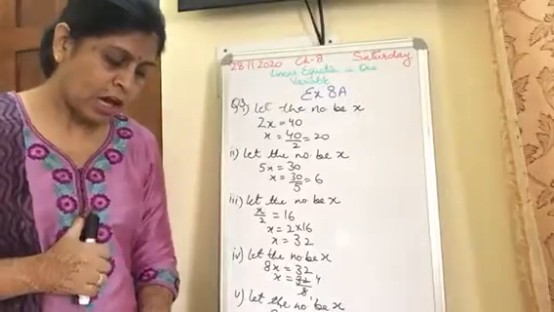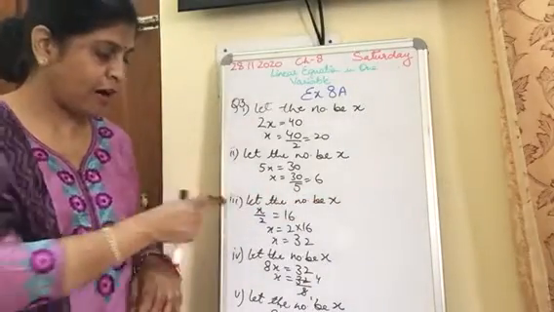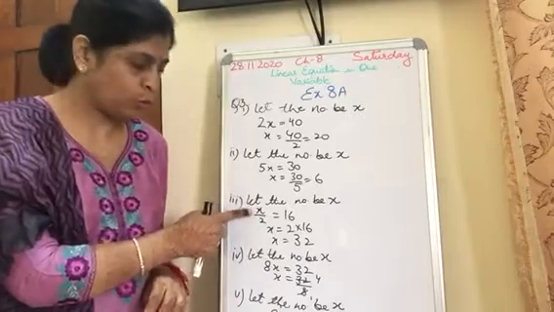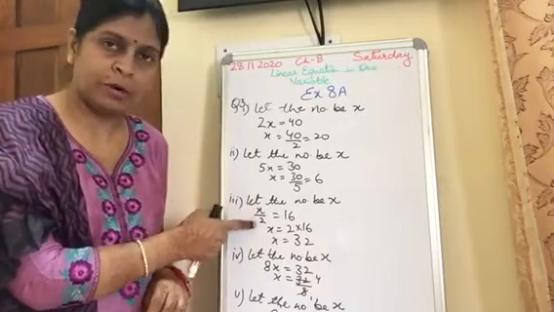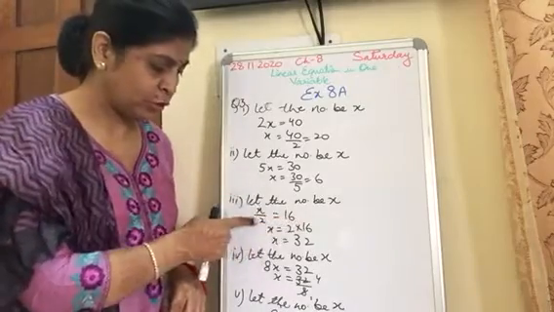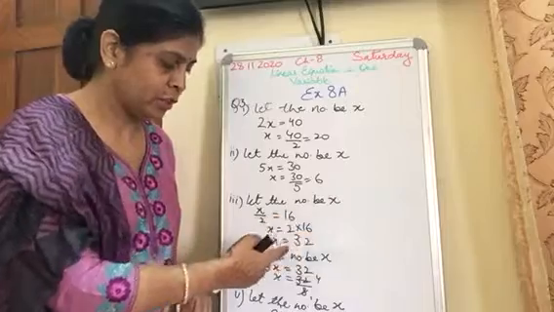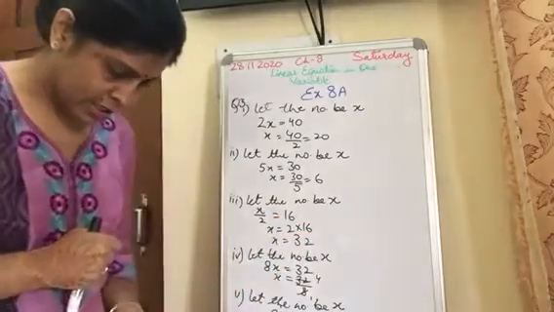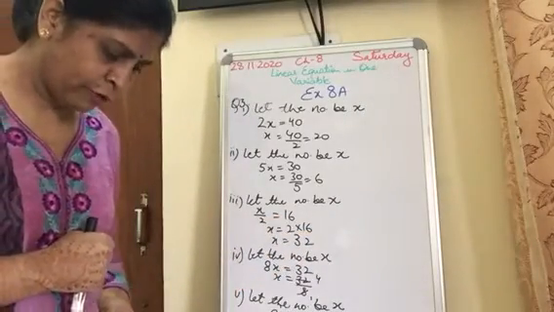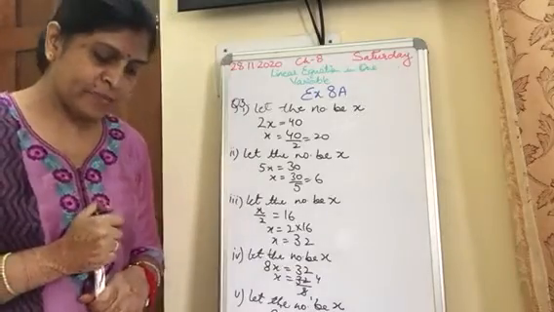Now the third is half of a number is 16. So let the number be x. Half means 1 by 2. So either you can write 1 by 2 into x or you can write x by 2 equal to 16. Now 2 is in divide, send it to that side, multiply 2 into 16. So 32.